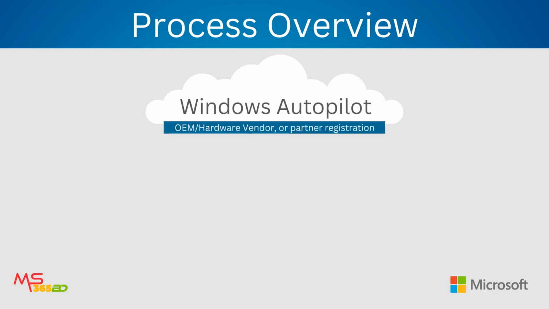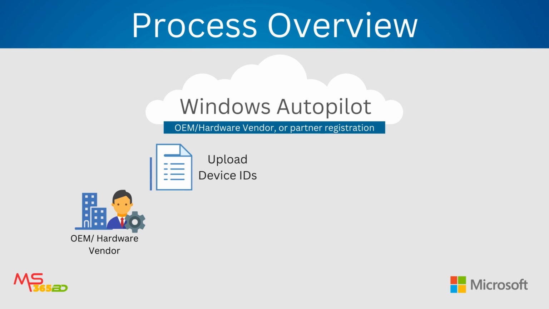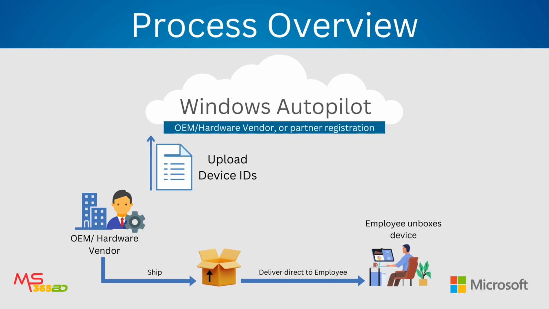When you purchase devices from an OEM or hardware vendor, that OEM or hardware vendor can automatically register the devices with Windows Autopilot. This process doesn't require that IT personnel touch the device. Initially, the OEM or hardware vendor captures and uploads the hardware IDs to the Autopilot service on the customer's behalf. Then, the devices can be shipped or distributed to the end user directly, and the user logs in with their ID and uses it.